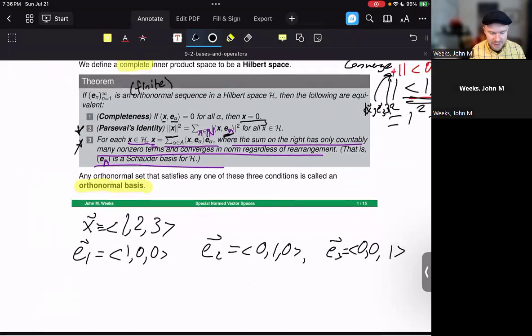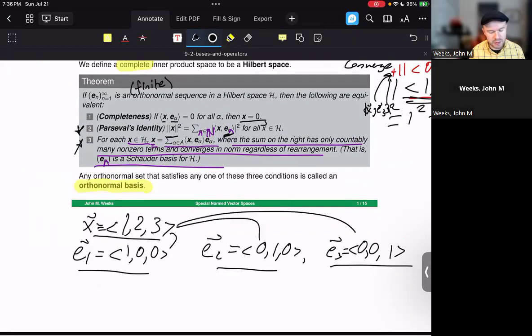Let's say that you have a vector x. And let's say that when you take its inner product against any of these three vectors, you always get 0. Well, could this be the vector x? The inner product of this vector with respect to each of its components here is equal to 0.